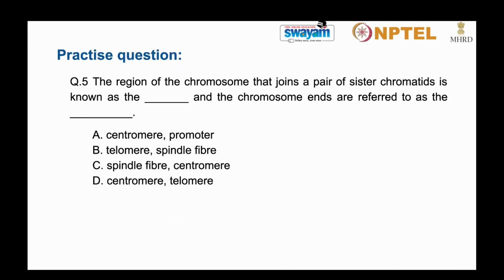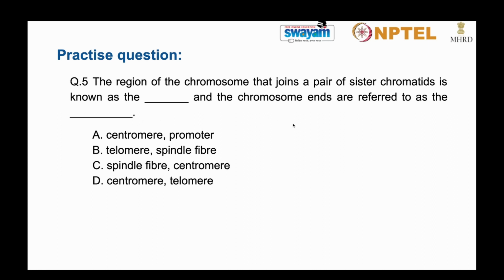So now let's look at another question. This is about chromosome structure. It says the region of the chromosome that joins a pair of sister chromatids is known as dash, and the chromosome ends are referred to as the dash. The options are: A, centromere, promoter. Option B is telomere, spindle fiber. Option C is spindle fiber, centromere. And option D is centromere, telomere.